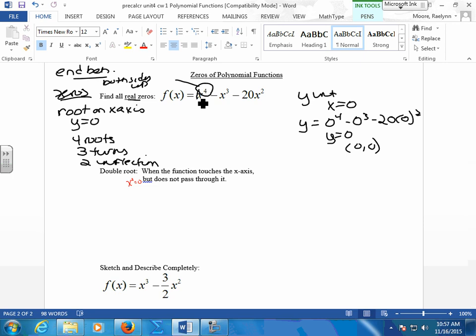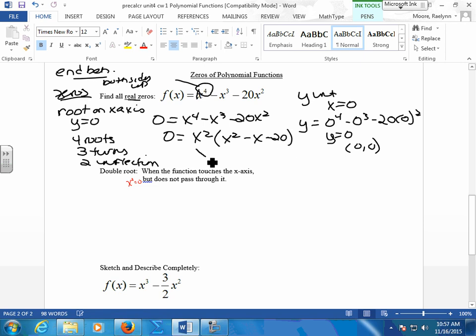So I set my y equal to 0, and I find where this thing crosses the x-axis. So what can I factor out of here? X squared. Everybody has at least an x squared. And what's left? Take out an x squared. Okay. So now let's factor this again.